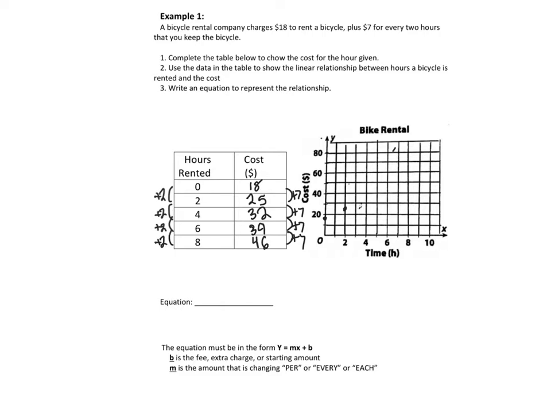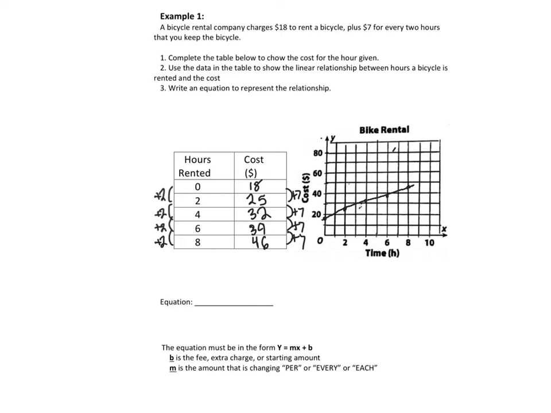4, 32. 6, 39. 8, 46. And then we can connect the dots by drawing a straight line through them. Remember, since you are freehanding these dots, it may not be a completely straight line, but if you were to graph it on a calculator, it would be.